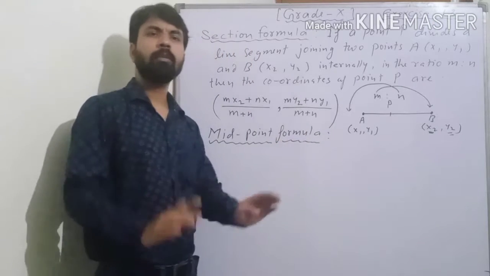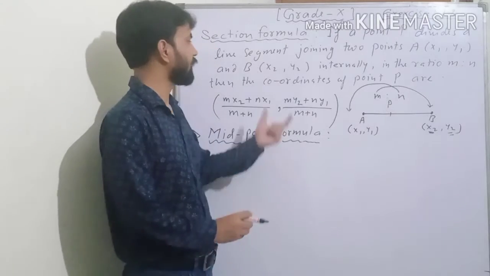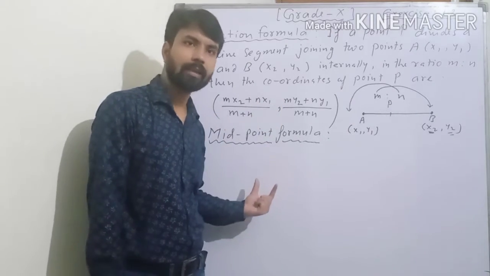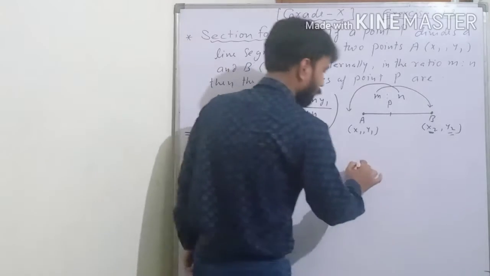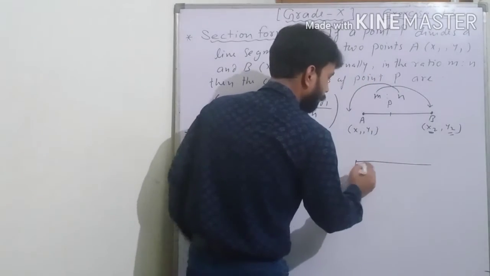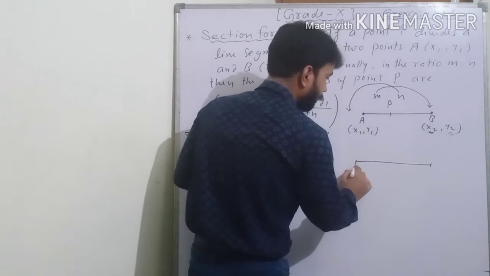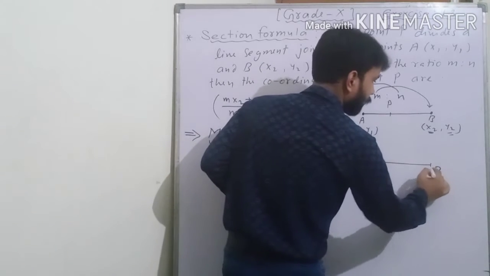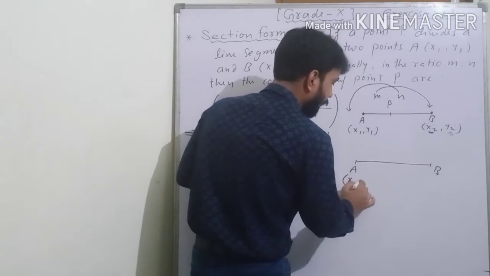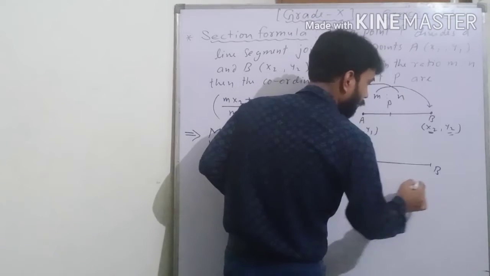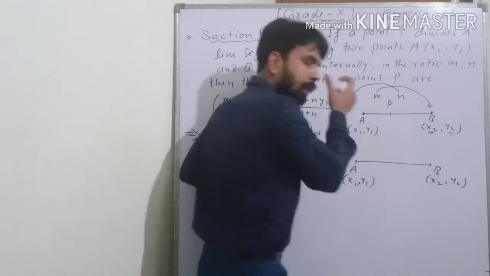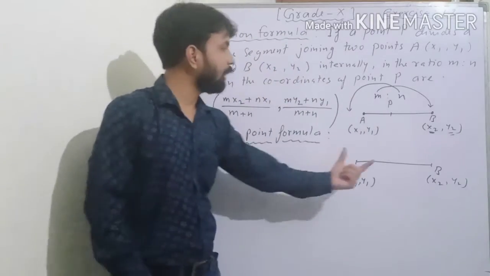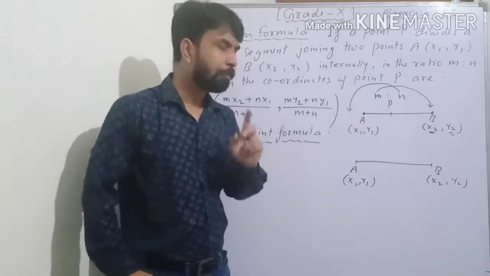But the midpoint formula is a special case of the section formula. See, suppose that there is a line segment AB. Coordinates of A are x1, y1, and coordinates of B are x2, y2. And P is the midpoint of AB.